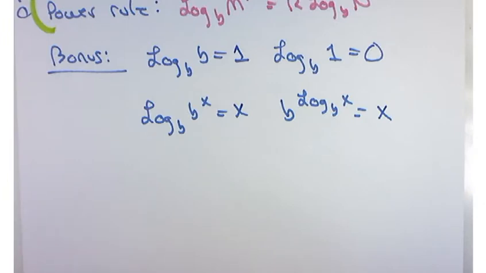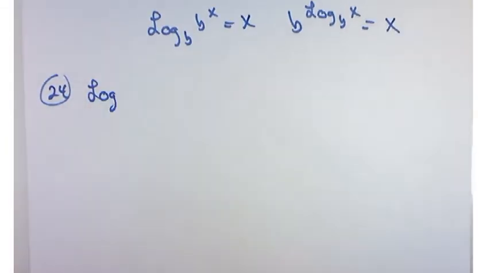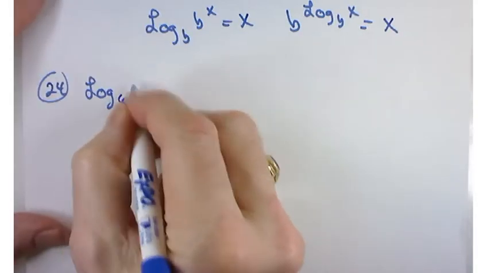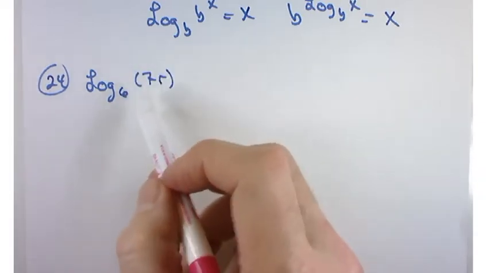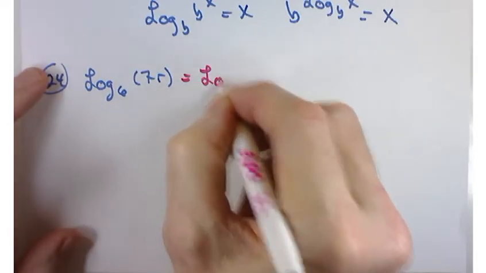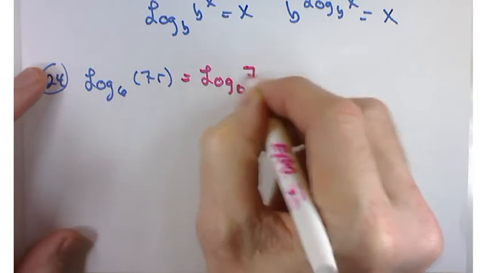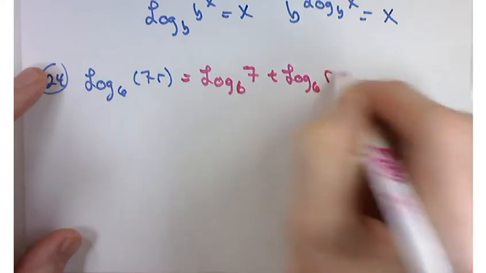We'll start with problem number 24. Log base 6 of 7r. Now what you should see here when you're looking at this is a product of two things. But when that product is within a logarithm, then you can split it up. This becomes a log base 6 of 7 plus a log base 6 of r.